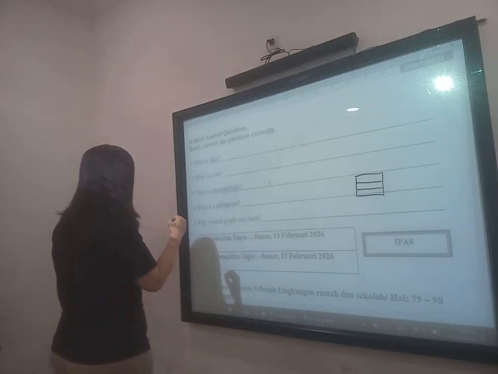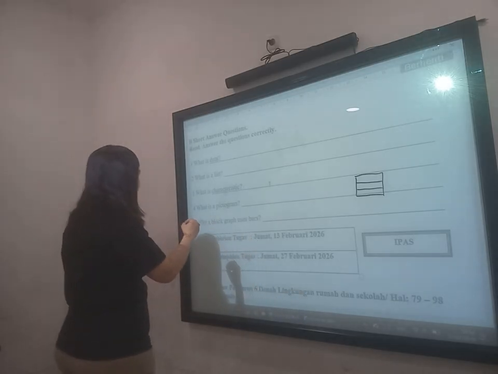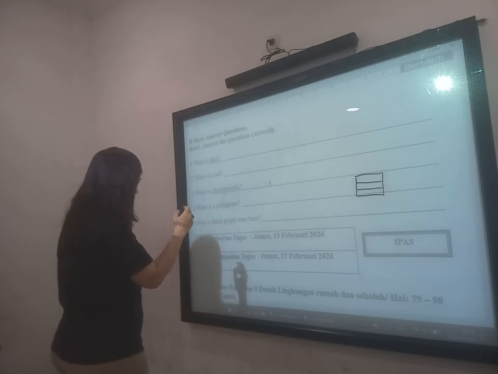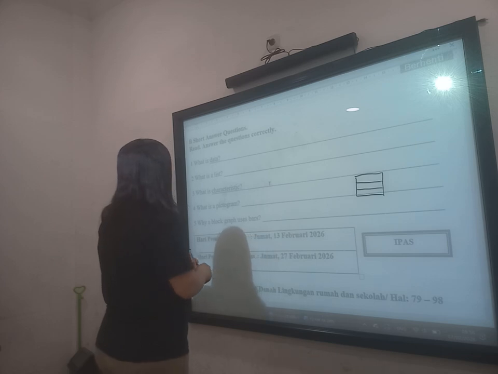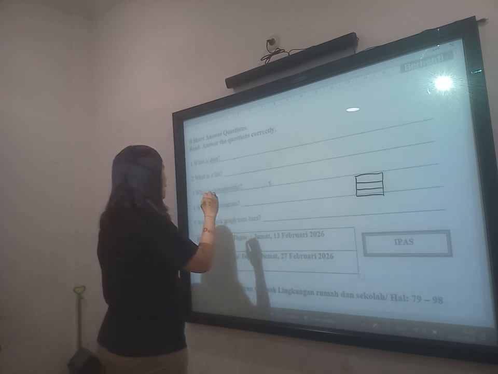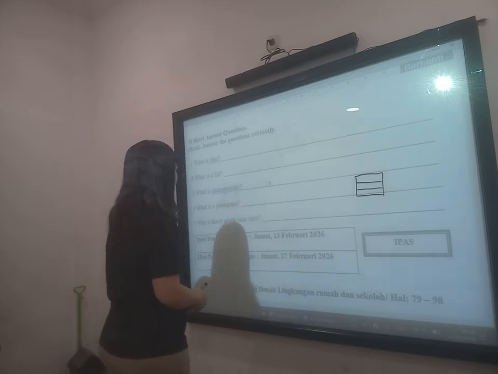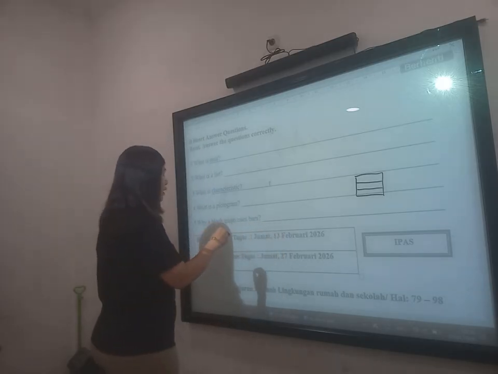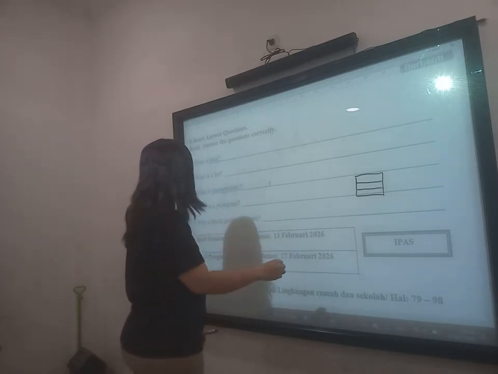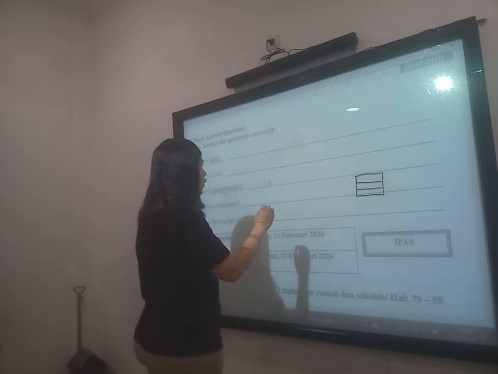Next. List is a group of things in order. Number 3 first. What is characteristic? Characteristic is the size, the shape, and color of an object. Number 4. Pictograms is pictures that we use to show data. 5. Block graph is a bar that we use to show the data.